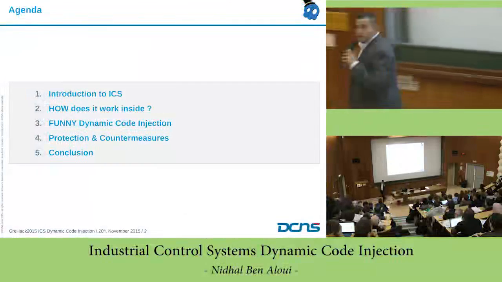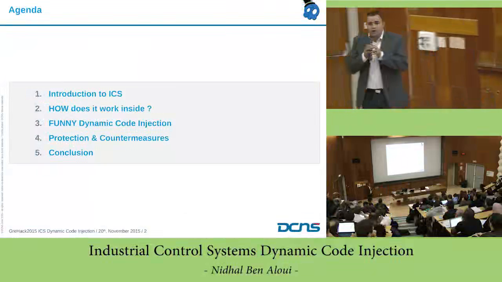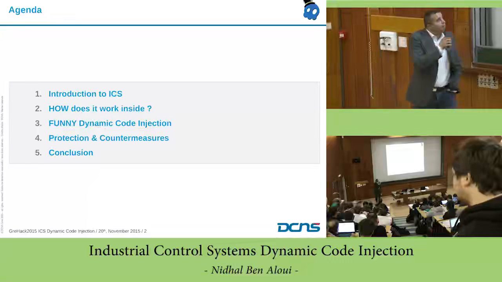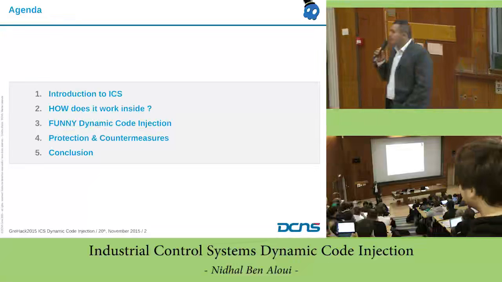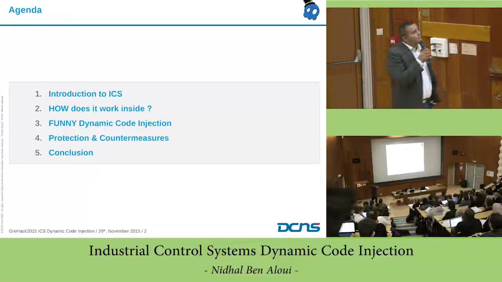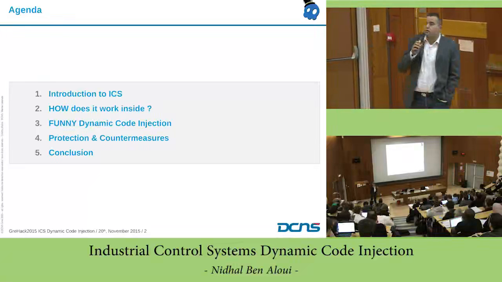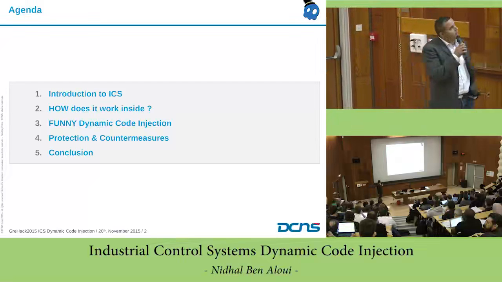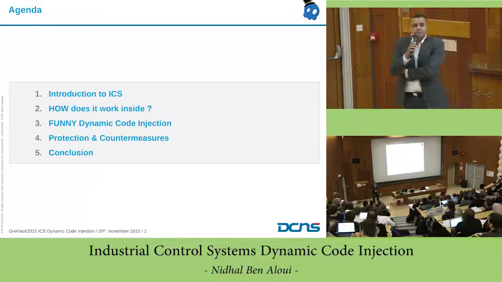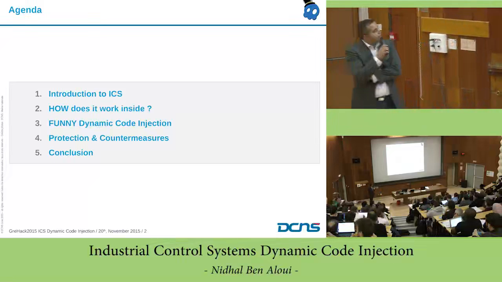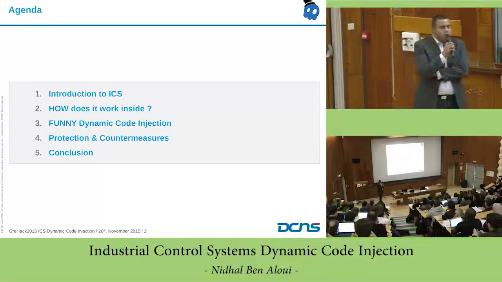So the agenda: first of all, I will introduce the ICS, Industrial Control System. Then I will try to explain in simple words how it works inside. After, I will show you a simple code in C language about dynamic code injection. And normally, at the fourth part, I have a demonstration.